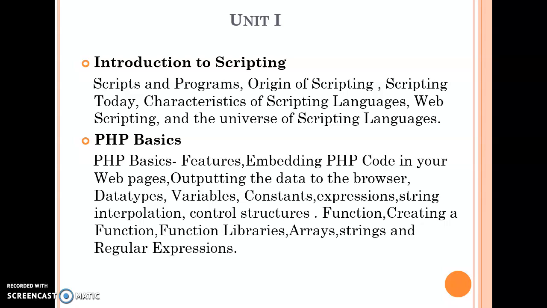Coming to the unit 1 syllabus. It has two parts: introduction to scripting and PHP basics. Introduction to scripting covers scripts and programs, origin of scripting, scripting today, characteristics of scripting language, web scripting, and the universe of scripting languages, which are in part 1.